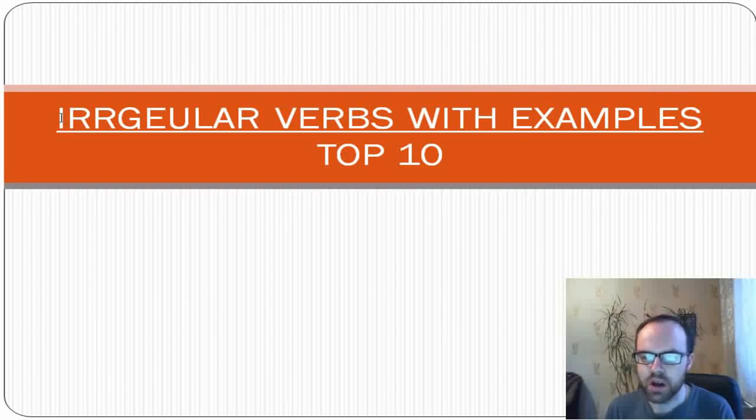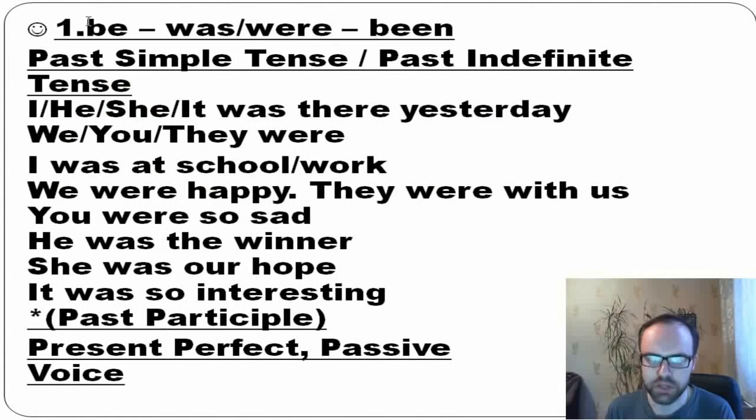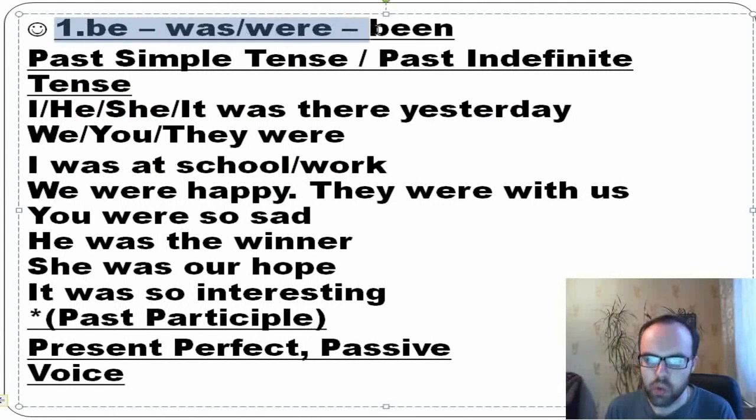Let's study irregular verbs with examples, really with lots of examples. I'm sure you like this idea, and let's look at the top 10 irregular verbs. I chose them especially for you. So the first one: be, was, were, been.